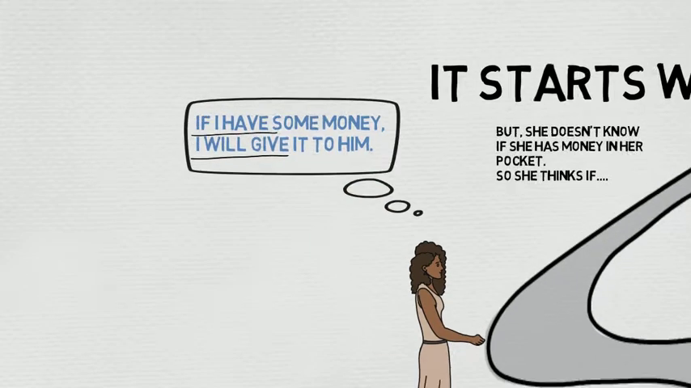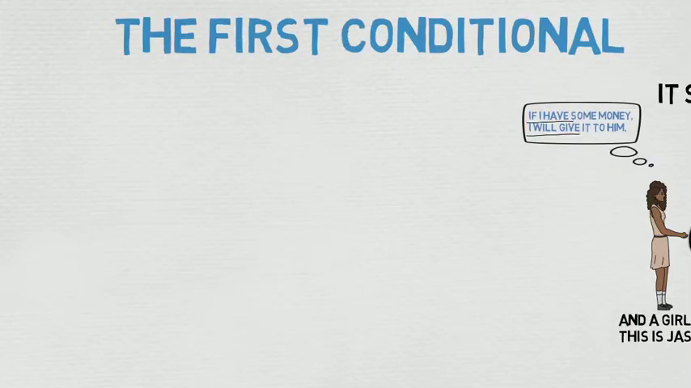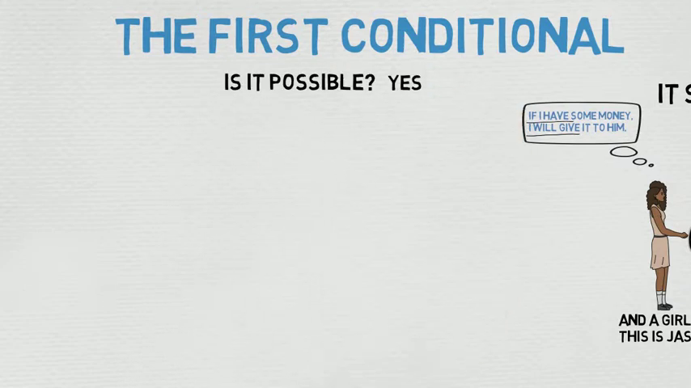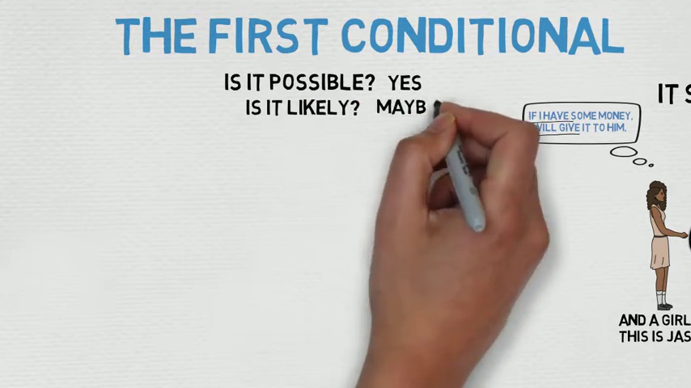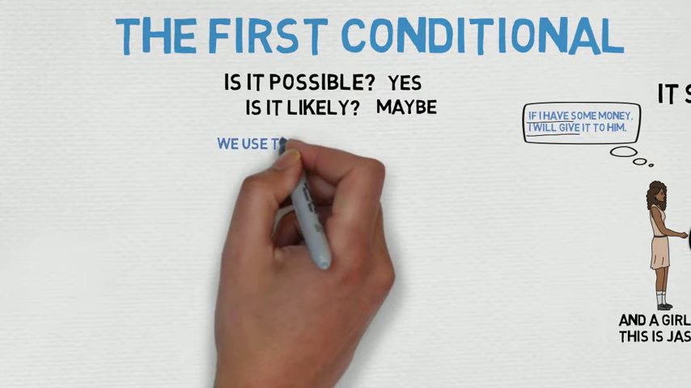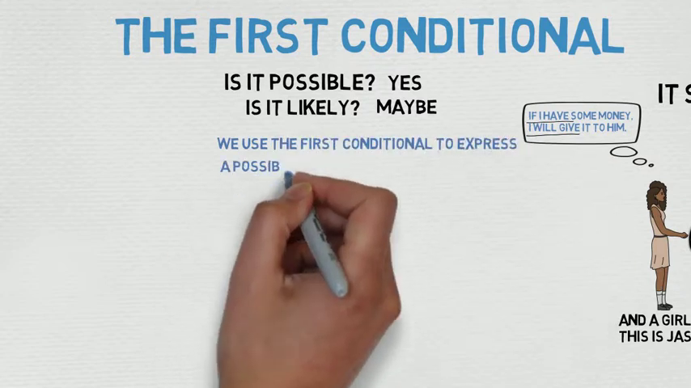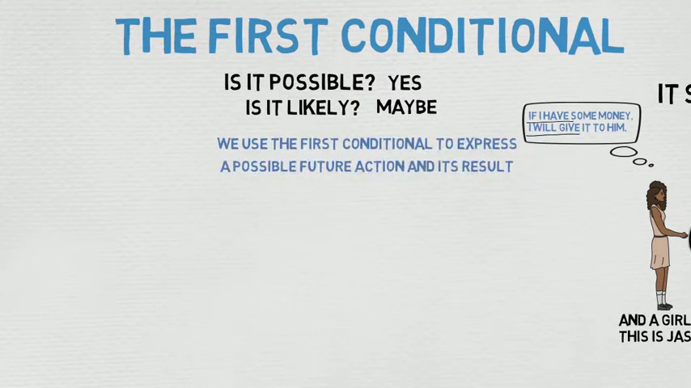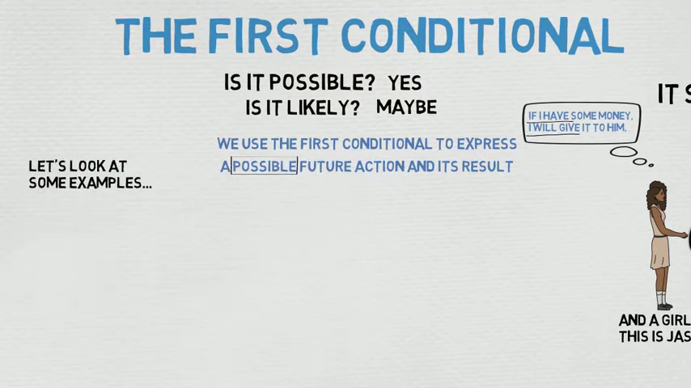Okay, so this is the first conditional. You've probably seen it before. Is it something that's possible? Yep. Is it likely? Yeah. If she's got it, she'll give it to him. It's not unlikely. So we use the first conditional to express a possible future action and its result. Okay? Let's look at some examples.